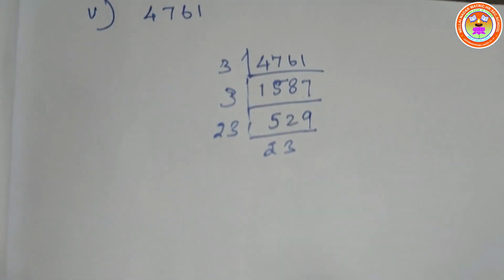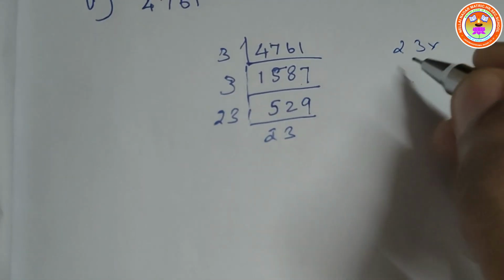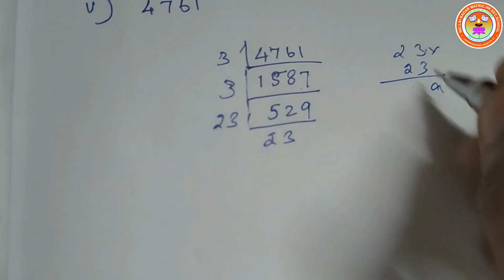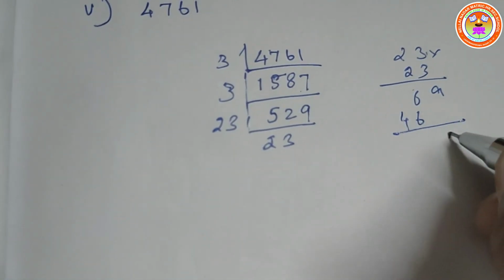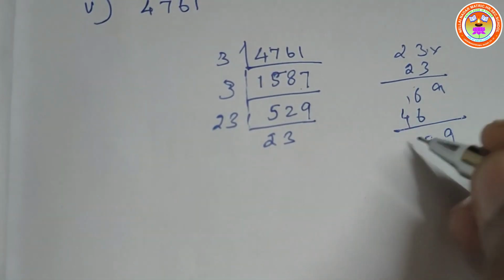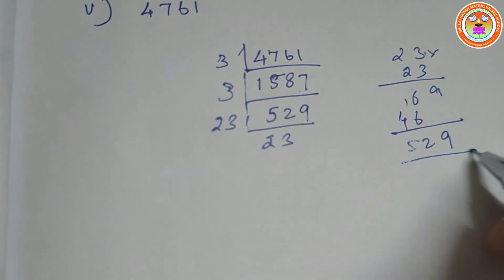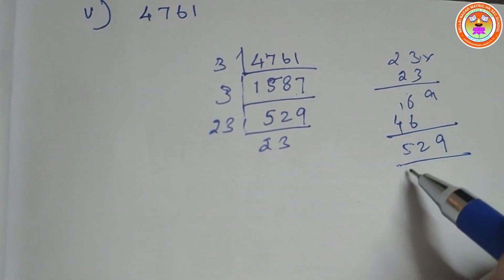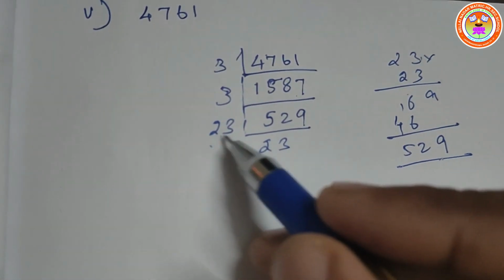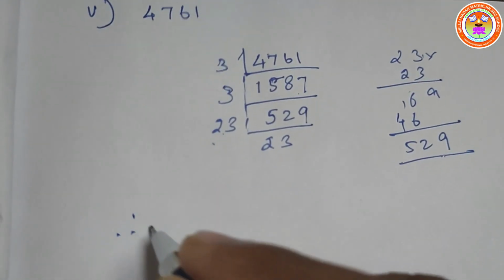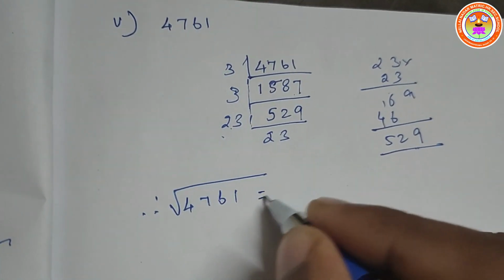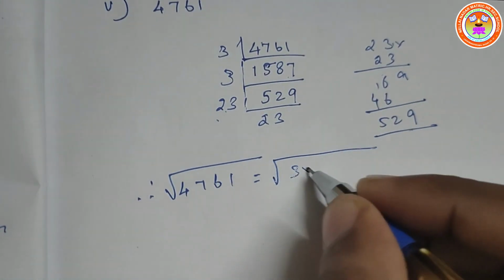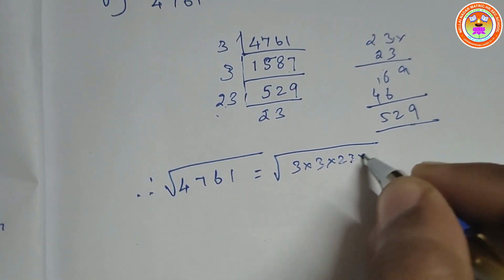You can check 23 into 23. 3 3s are 9, 2 3s are 6, 2 3s are 6, 2 2s are 4. So you will get 529. So 23 into 23 is 529. So here you have to put 23 and 23. Therefore square root of 4761 equals square root of 3 into 3 into 23 into 23.